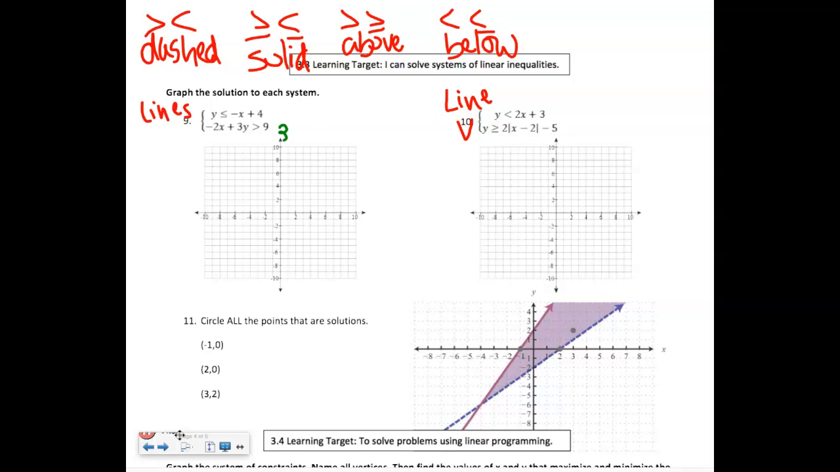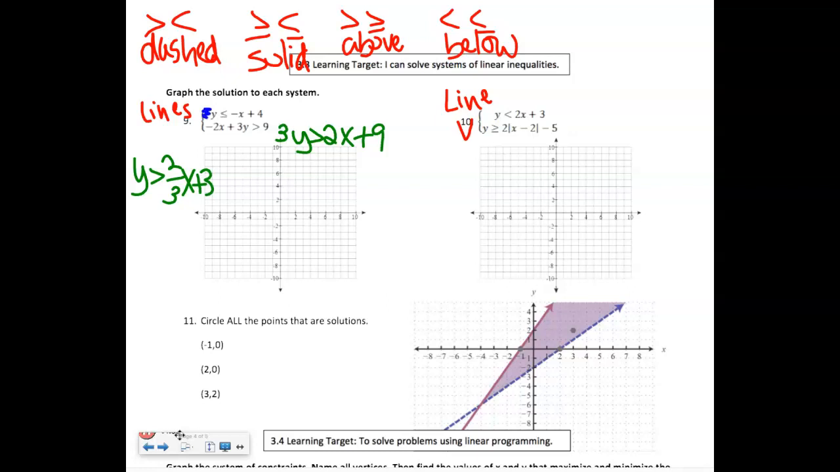So now I have positive 2x plus 9, and I need to divide by 3. So now I'm going to write this over here. Our new equation is going to be y is greater than 2/3 x plus 3. Okay, so both of these equations are ready to go. Reminder on these, our double shaded area is where we find our answers.